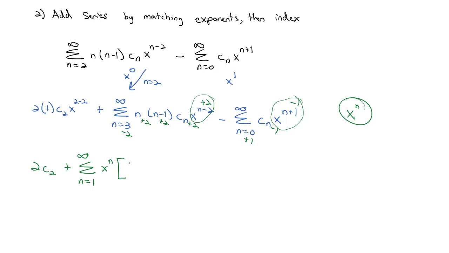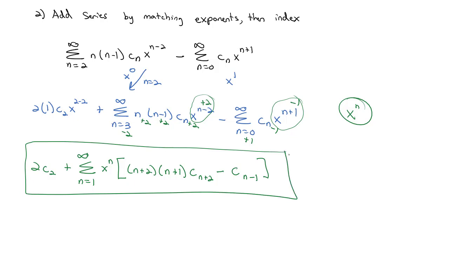When I do, I'm left with n plus 2 times n plus 1 c sub n plus 2 minus c sub n minus 1. And now we've combined those two sums together as a single sum.